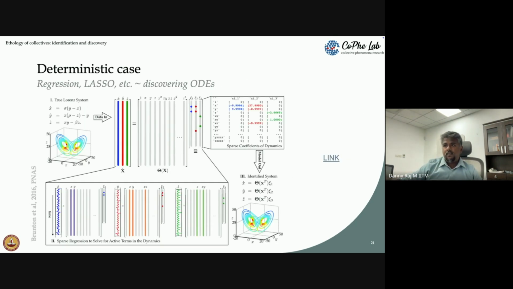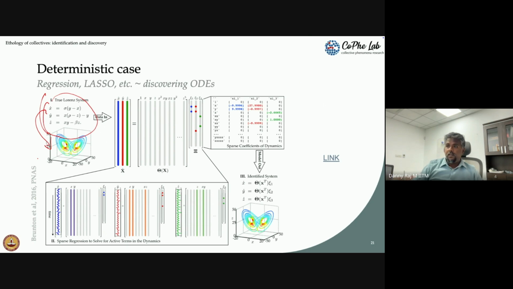So this was initially published and became very famous by Steve Brunton and his group from the University of Washington. This was featured in PNAS, where they showed a Lorentz system. For those of you who don't know, a Lorentz system is a prototypical example of a chaotic system. If you see, this looks like a butterfly, right? So you would have heard the term the butterfly effect. This is a chaotic system, which means that the changes are kind of unpredictable, quote unquote. And when you solve this system of equations, it gives rise to this behavior.